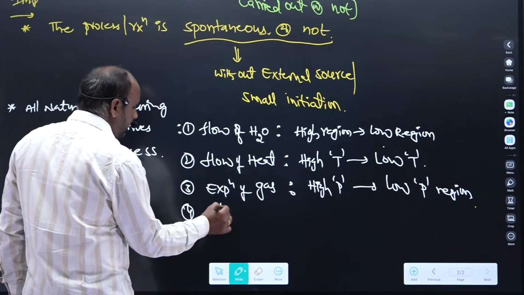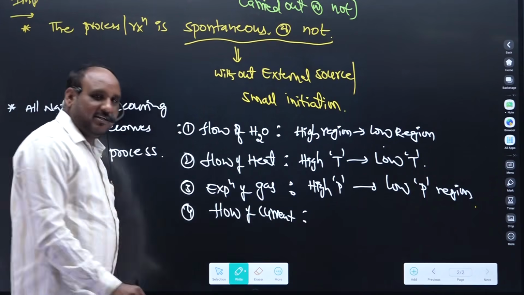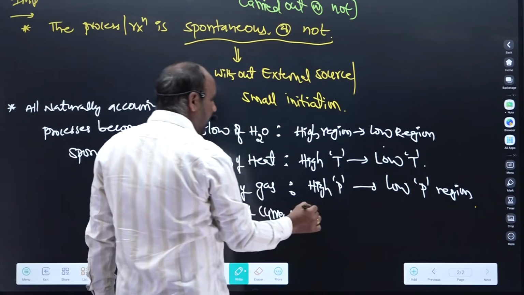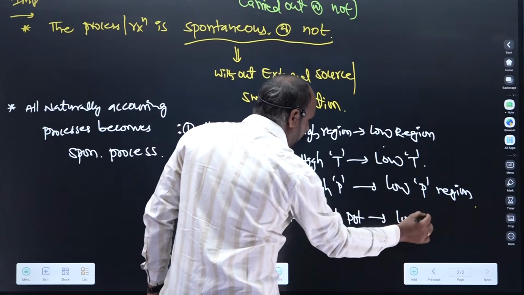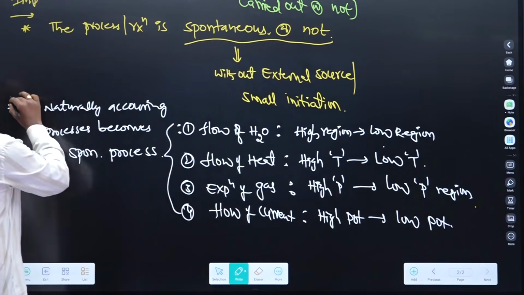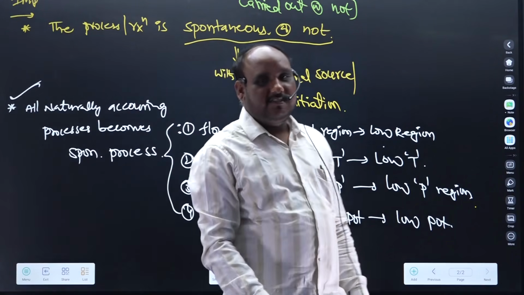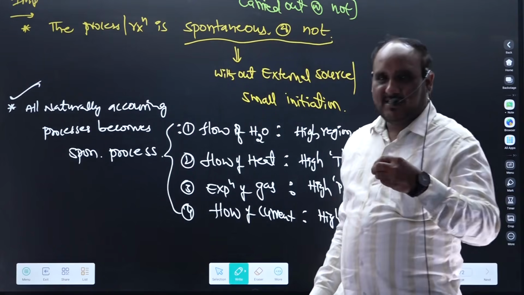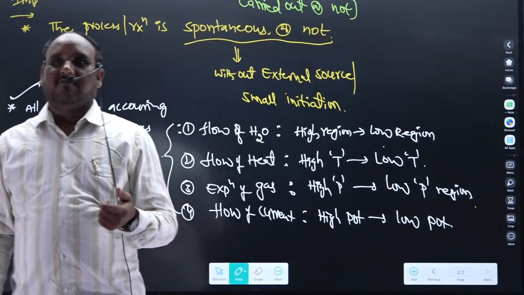Next, flow of current, from high potential to low potential. These all are naturally occurring processes. All naturally occurring processes become spontaneous processes. With the help of this statement, we are going to discuss whether a reaction is a reversible reaction or an irreversible reaction. So that is the concept we have to apply.